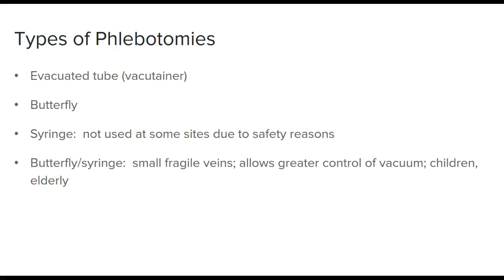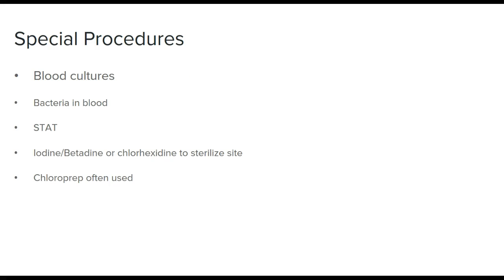Butterflies or syringes are used for small fragile veins, or that's what they're supposed to be used for. And it allows you to have better control of the vacuum, and it's used for children and elderly, or babies and the elderly.